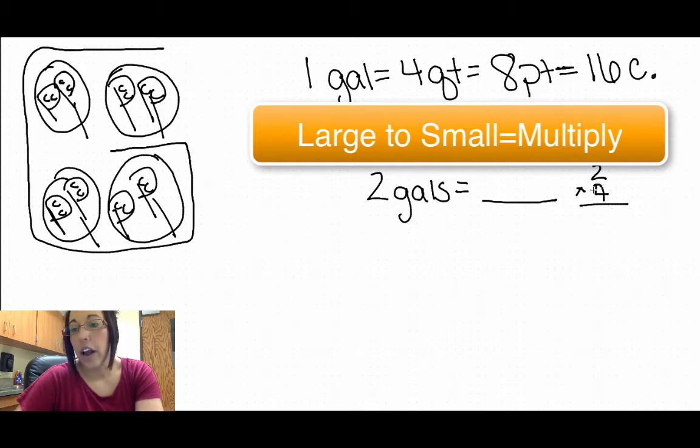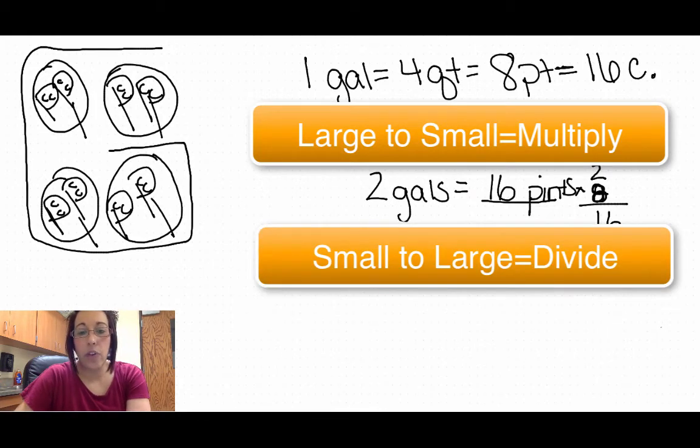That is so not right. I multiply by 8, which is the number of pints in a gallon. 4 was the number of quarts in a gallon. So 2 times 8 is 16. So 16 pints.